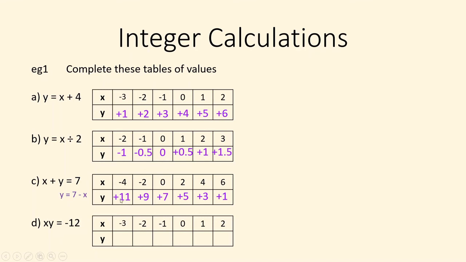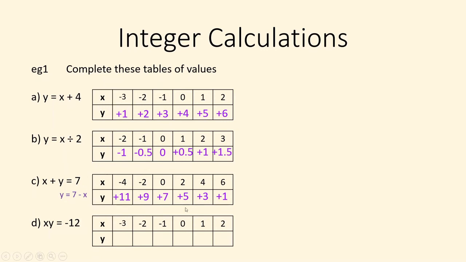You can double check your answers here by putting these pairs of values back into this equation. Negative 4 plus positive 11 gives us 7. Negative 2 plus positive 9 gives us 7. All of these pairs should add up to 7, because that's the rule we followed in order to find our y values.